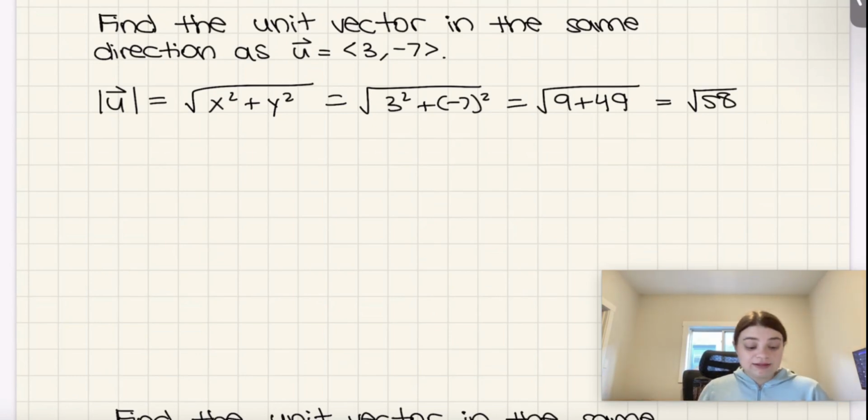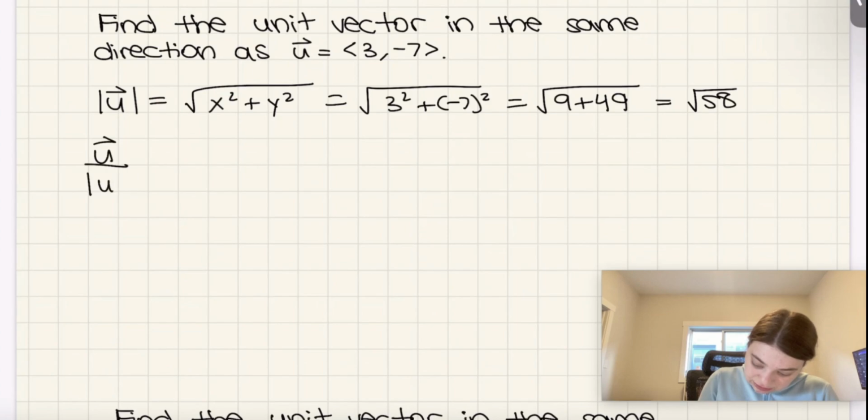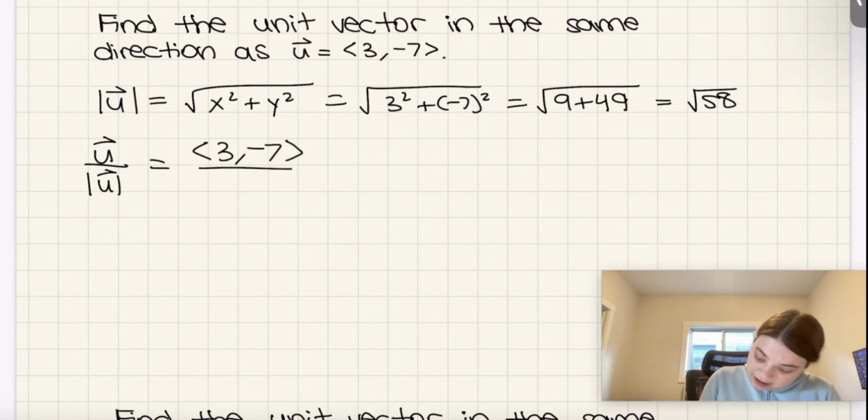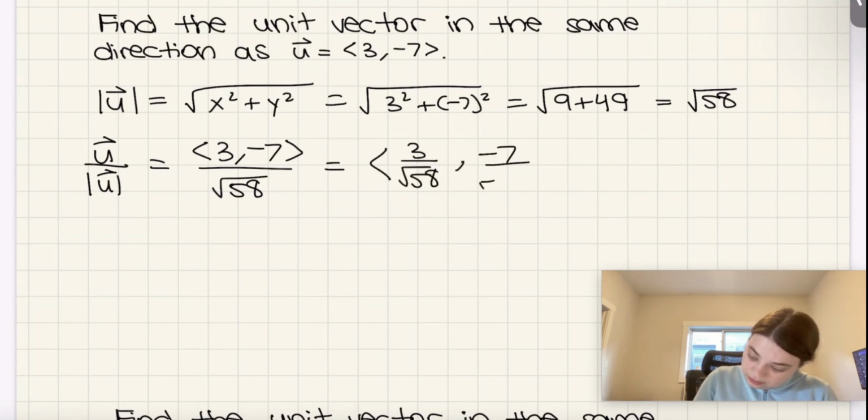All right, so now I'm going to state that the unit vector must be equal to the vector we have over the magnitude of the vector, right? Because if we divide it by the magnitude, we end up having the new magnitude being 1. So therefore, this is going to be equal to our original vector divided by root 58, which is equal to 3 over root 58, negative 7 over root 58, and there we go.